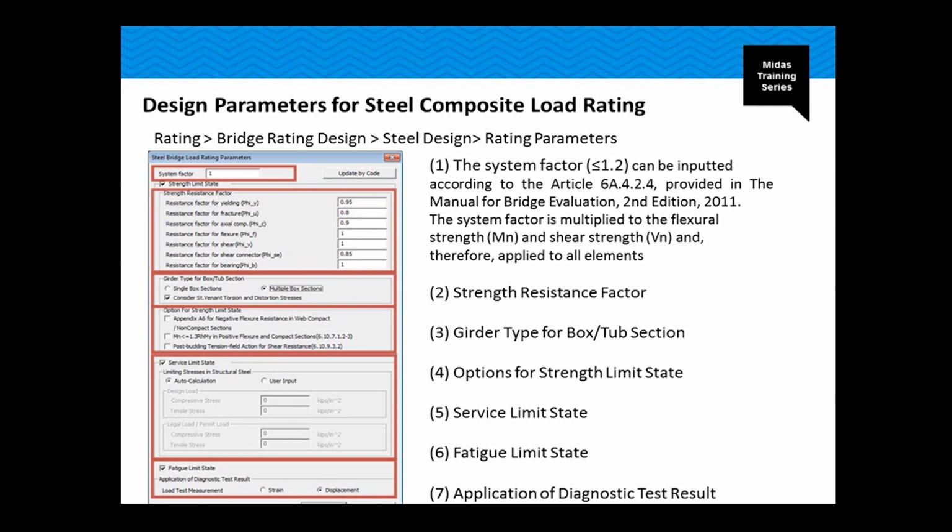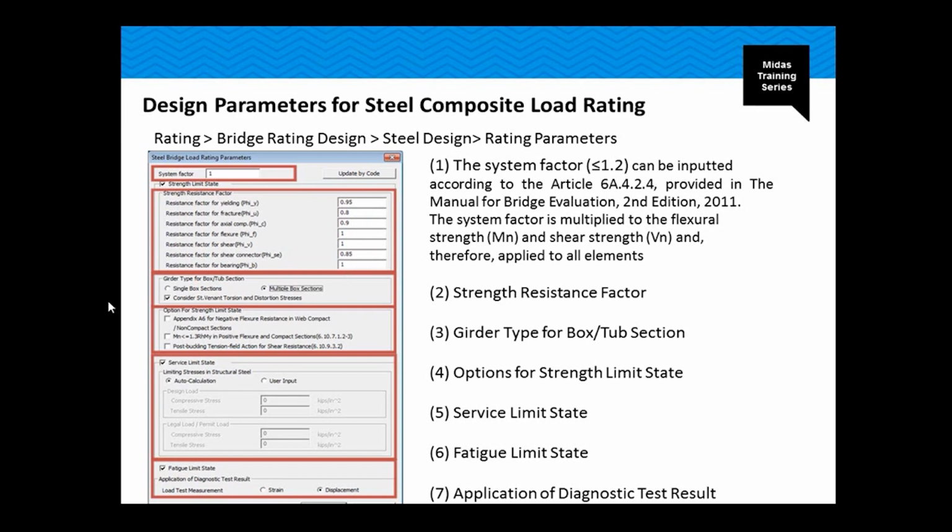You can define the system factor here, the number that you desire, and then you have the different options that you can apply in the parameters, such as the strength resistance factor. You can define the resistance factors for yielding, fracture, axial compression, flexure, shear connectors, and bearings. You can define the phi for each one of them. You can either update it by the code, as you can see here in this option, or you can define the factor in each one of the dialog boxes.